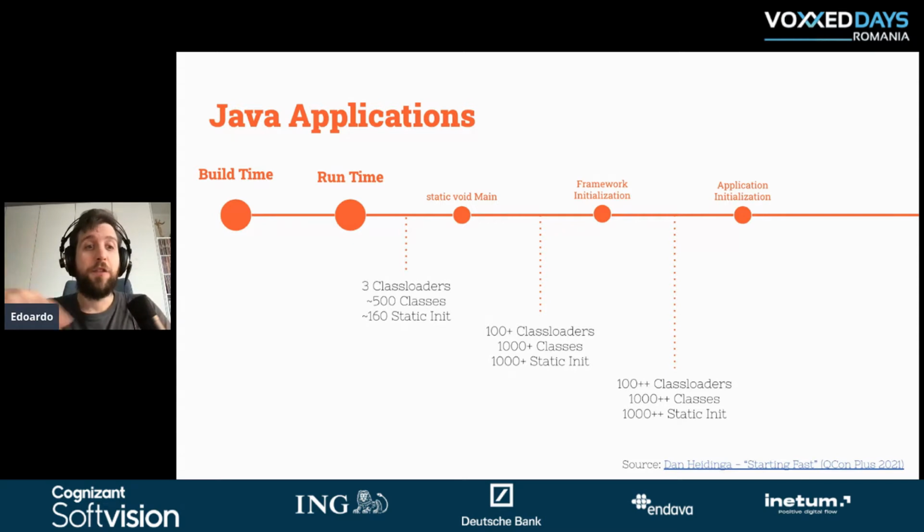Now, if you use a framework, then you will have also the initialization of the framework itself, which usually may bring 100 class loaders, 1,000 more classes, 1,000 static initializations, and then you get to your application initialization, which will bring even more class loaders, possibly more classes, more static initializers.